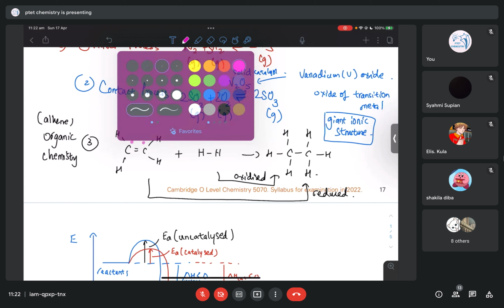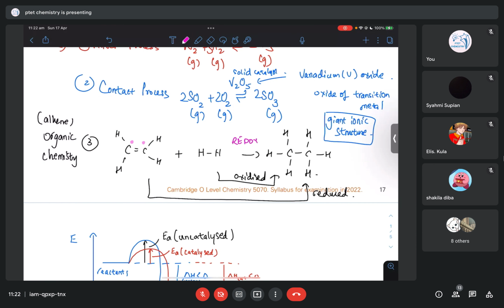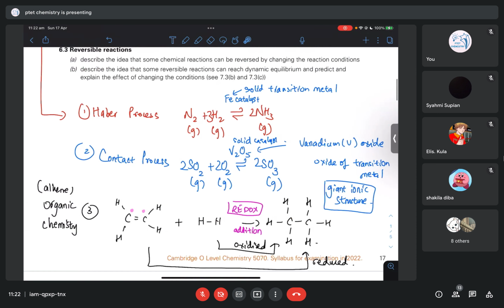So this overall reaction is known as redox reaction there. But of course, you can also call this an addition reaction. And if you call this an addition reaction, you could also call it a hydrogenation reaction. That's very typical in O-level chemistry.